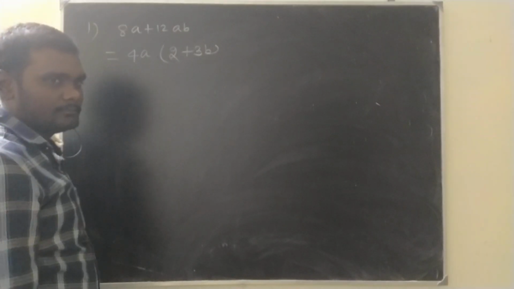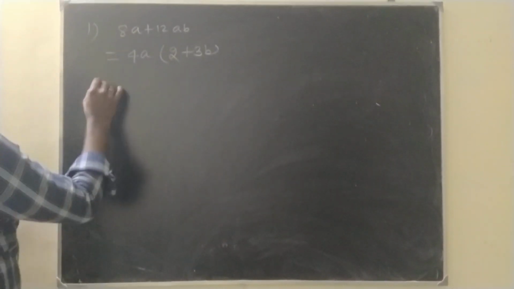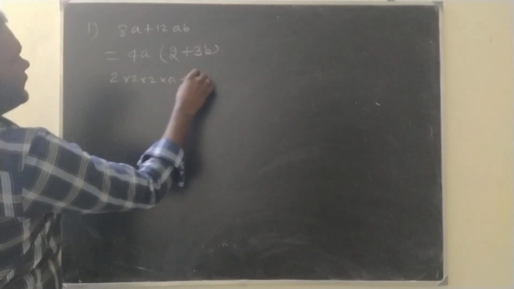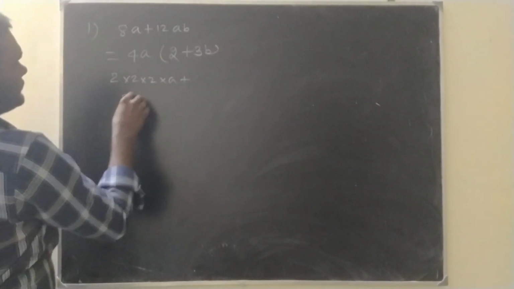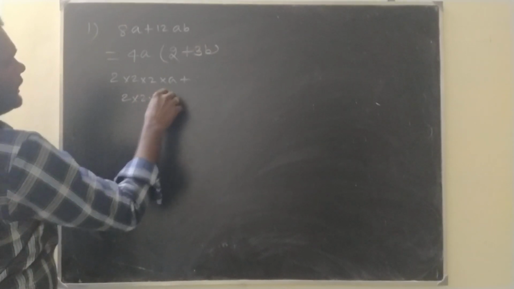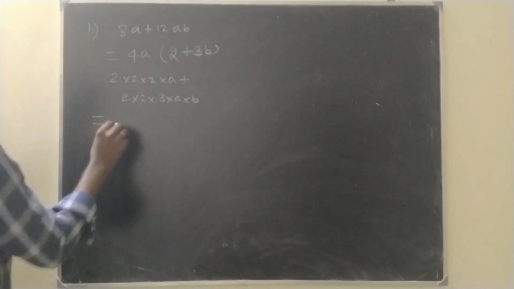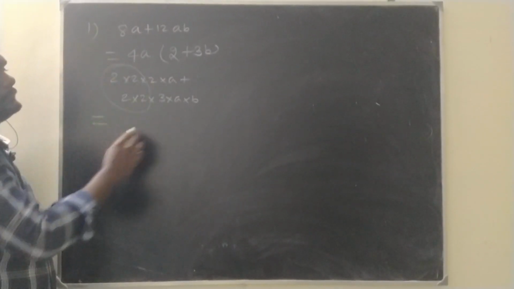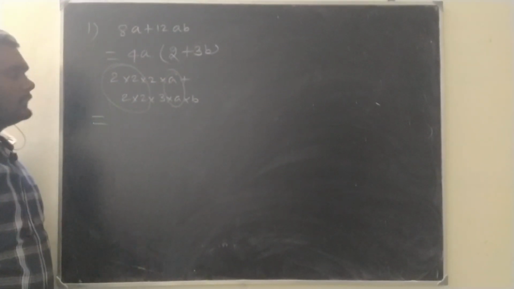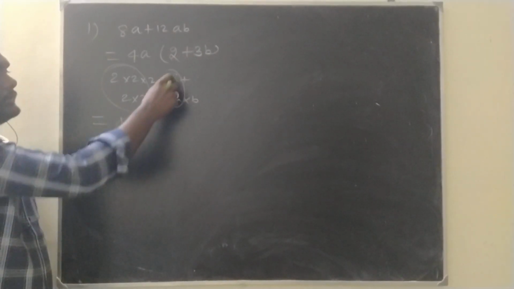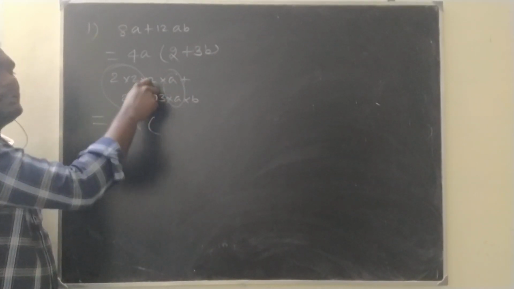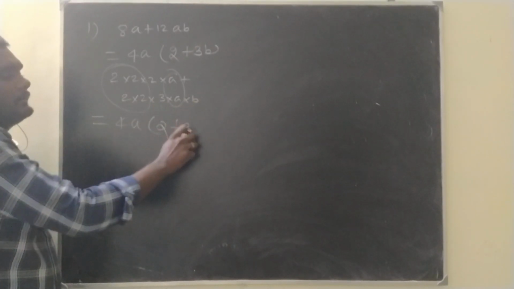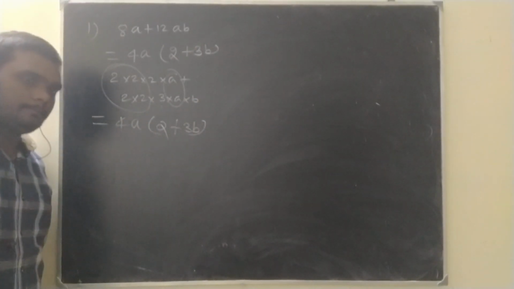That is all. If I go with the grouping method, we can write 2 into 2 into 2 into a plus 2 into 2 into 3 into a into b. Then anything common between this double 2 and this a. This double 2 taken out means 4. This a taken out means a. Here what will be remaining? 2 plus 3b remaining. Okay.